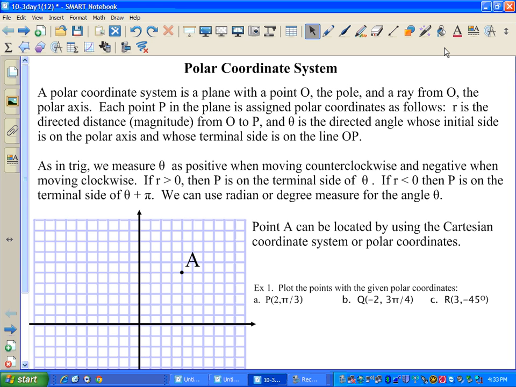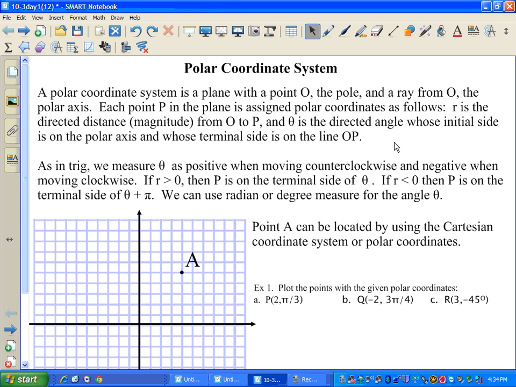This is section 10.3 on the polar coordinate system. A polar coordinate system is a plane with a point O, the pole, and a ray from the pole, or O, the polar axis. Each point P in the plane is assigned polar coordinates as follows. r is the directed distance or magnitude from O to P, and theta is the directed angle whose initial side is on the polar axis and whose terminal side is on the line OP.